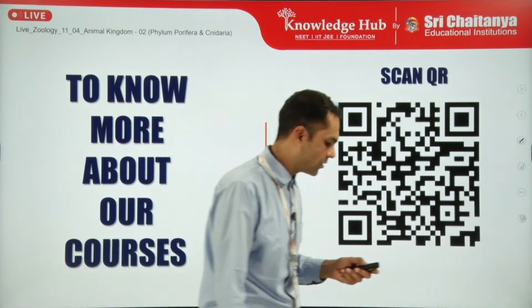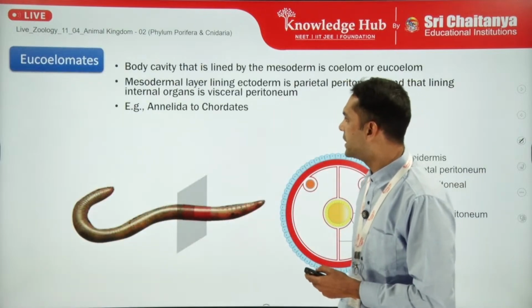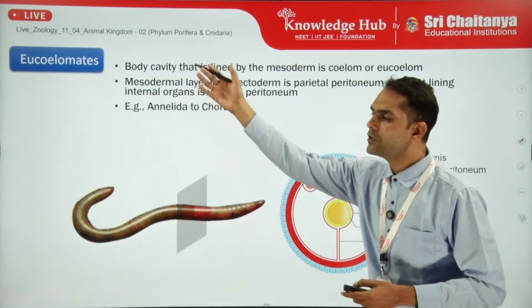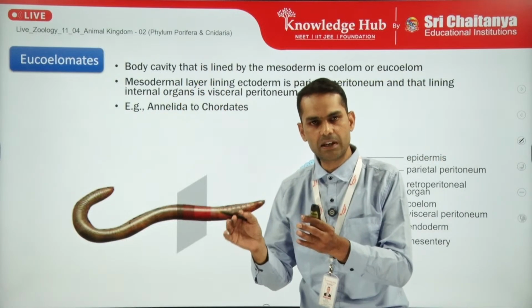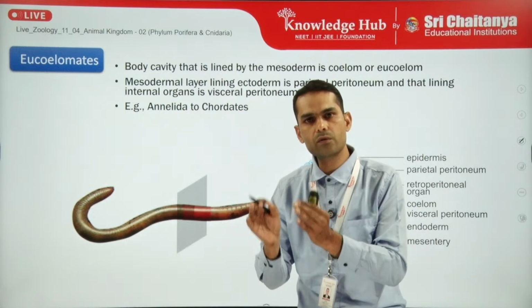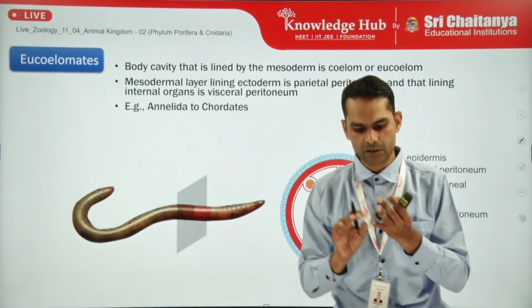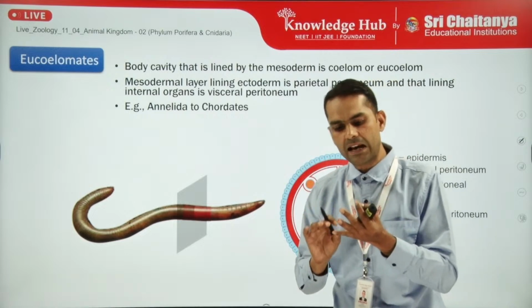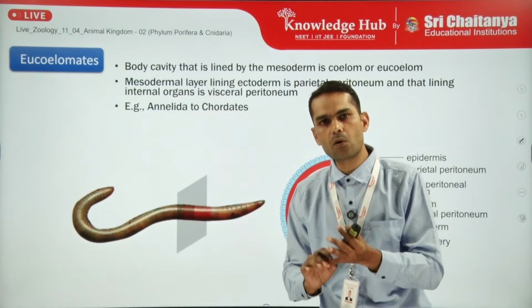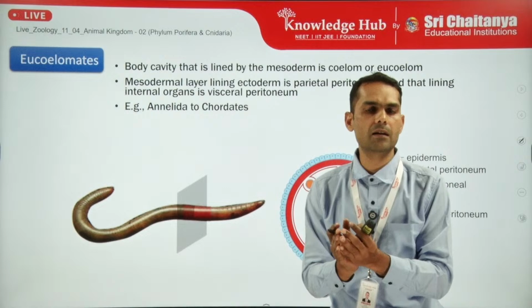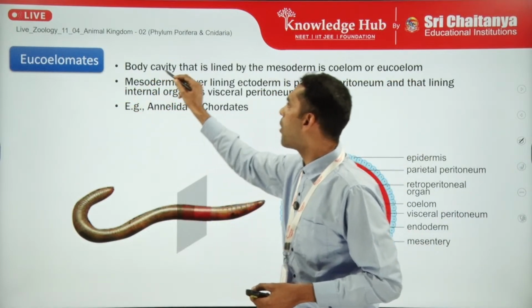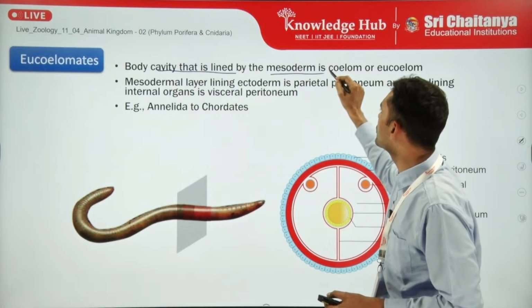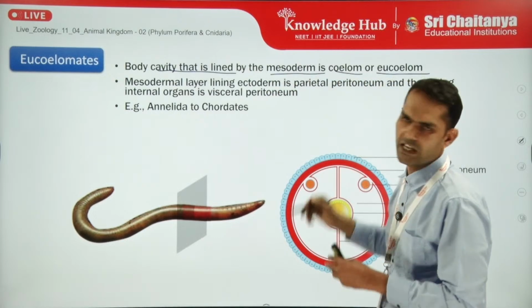Thank you. So coming back to the next category, eucoelomate. Eu means true. Coelomate means that they are having a true coelom cavity. So the cavity will be there, and that cavity will be enclosed totally by the mesoderm derived germ layer. Now as you can see in the eucoelomate, body cavity that is lined by the mesoderm is coelom or eucoelom. That is one and the same thing.